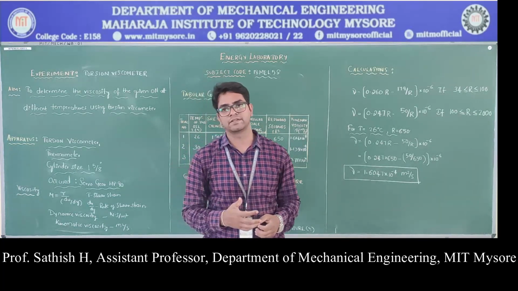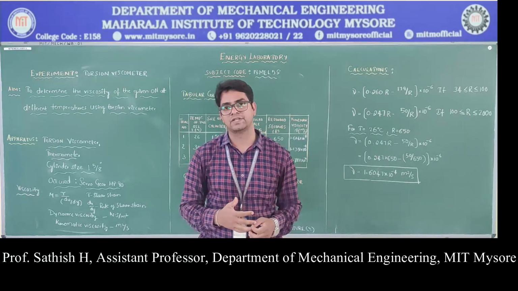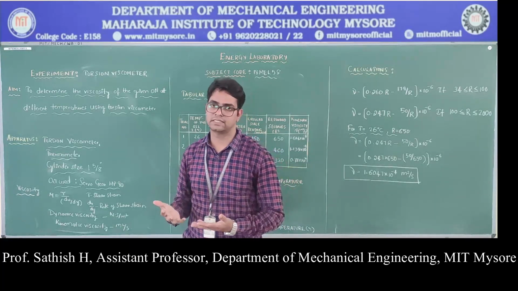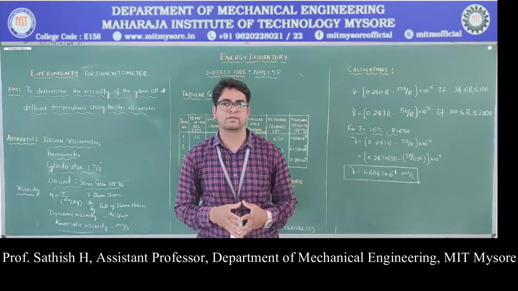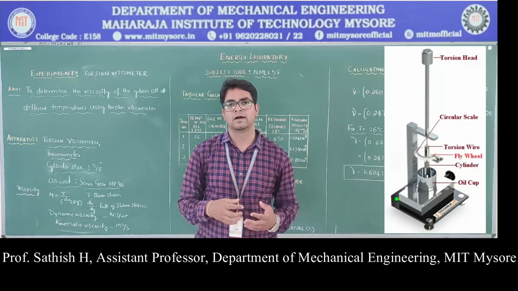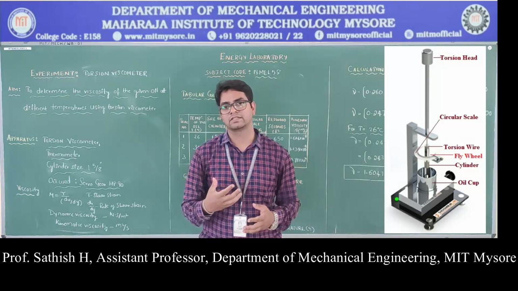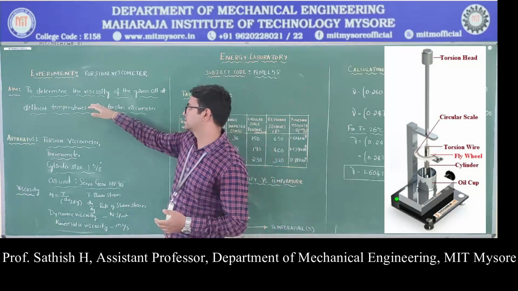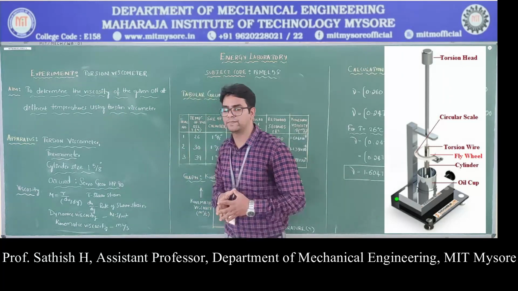So this is a brief introduction to what viscosity is, how it depends on temperature, how you classify viscosity, and what happens if the viscosity is too high or too low. There are various ways in which one can find out the viscosity of a fluid. In today's session we are going to use equipment called a torsion viscometer to determine this viscosity. As I said, the aim of the experiment is to determine the viscosity of the given oil at different temperatures using the torsion viscometer.